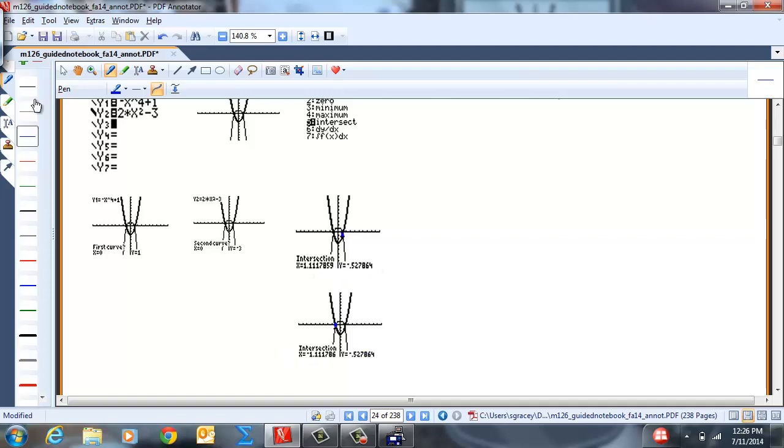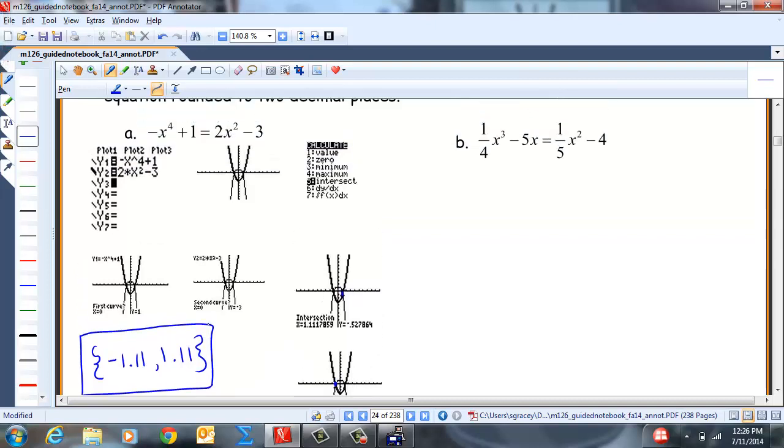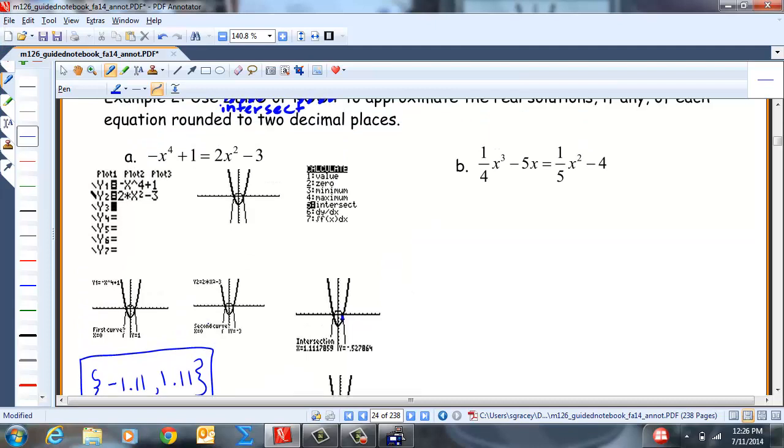And so our answers, going to the nearest hundredth, will be negative 1.11 and positive 1.11. Those are the x values that are solutions. So why don't you try this next one on your own and see how you do. And I'll check with you in a moment.